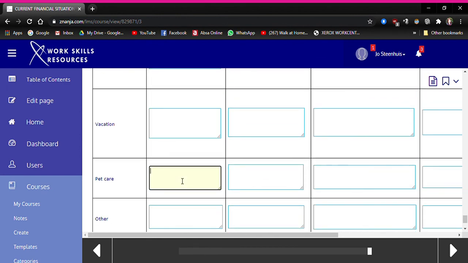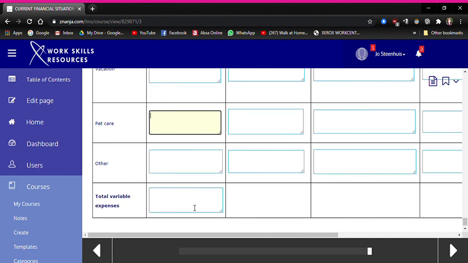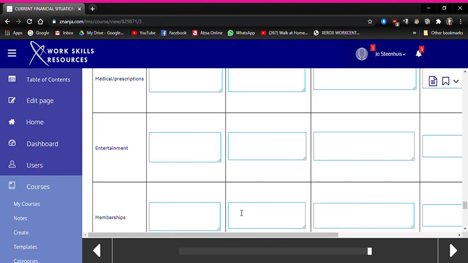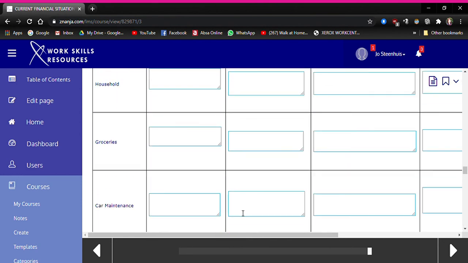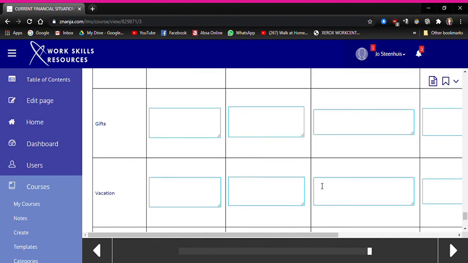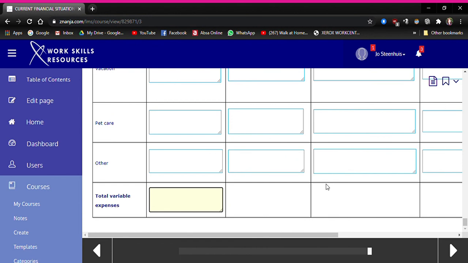Pet care. Many people feel pets are their children. So then you would have to plan for your pets. Other, anything that we have not mentioned, you can fit it in here. If not, you leave that row. And then as you can see, you're going to do a total variable expenses for me. We're going to do that for current. Okay. For current, I know that you don't know how much that's going to be at retirement. So that's going to be our completed document.